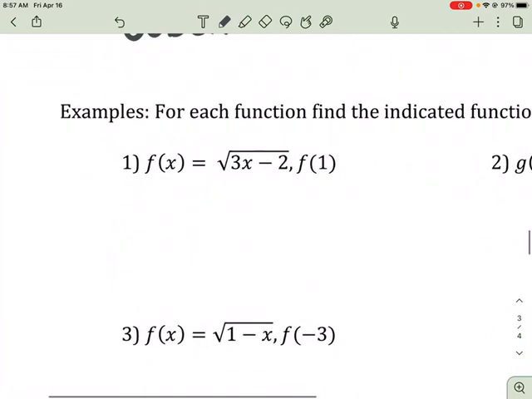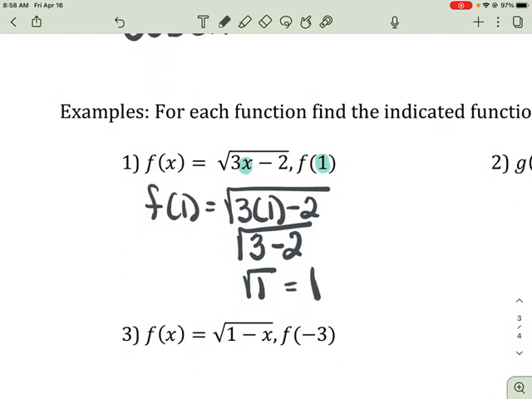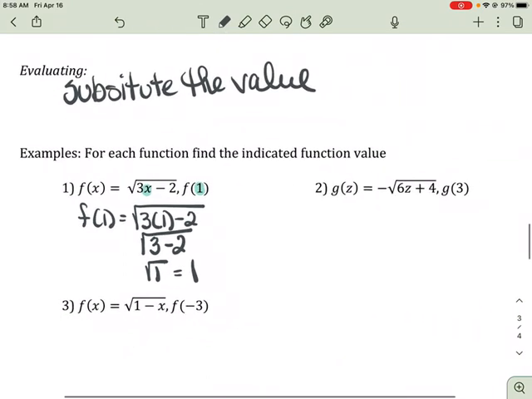Okay, so here we have f of x is equal to the square root of 3x minus 2. Find f of 1. Remember, that means we're going to take 1 and put it in here for x. So f of 1 is equal to the square root of 3 times 1 minus 2, or the square root of 3 minus 2, square root of 1. By the way, the square root of 1 is 1. People leave it that way. There is a square root of 1.